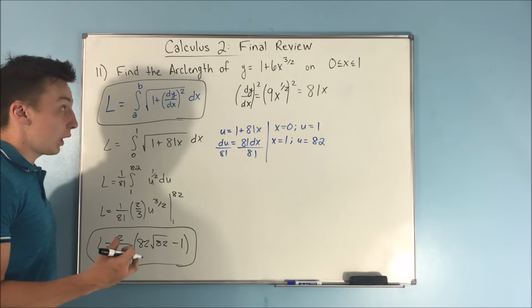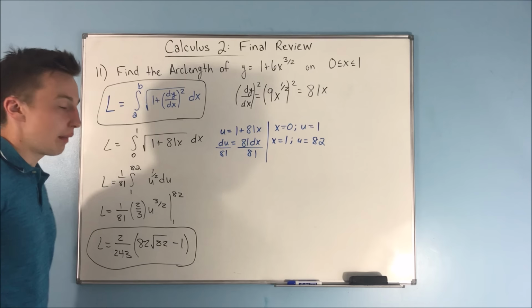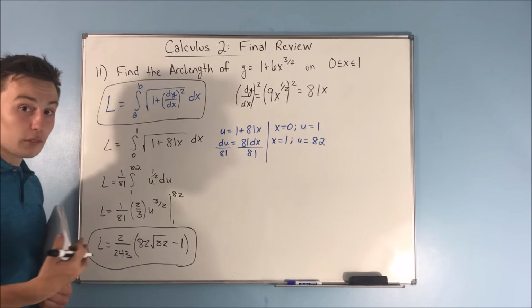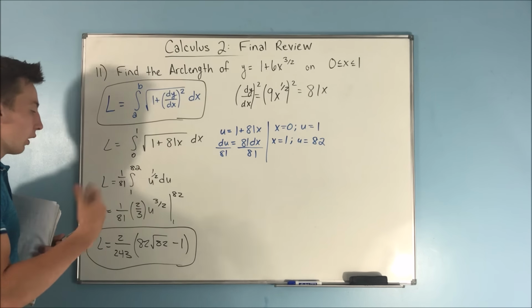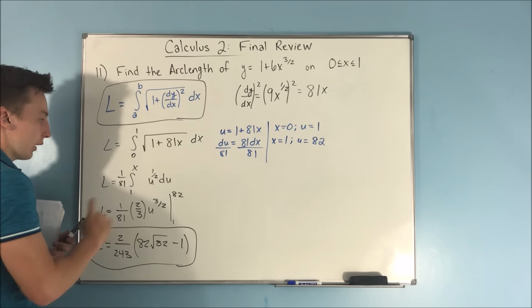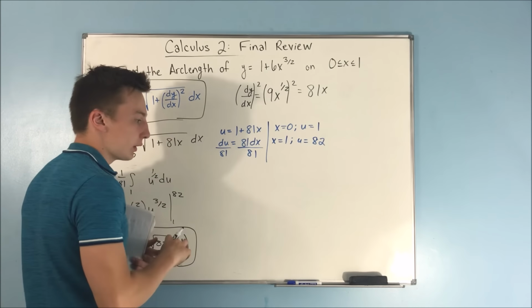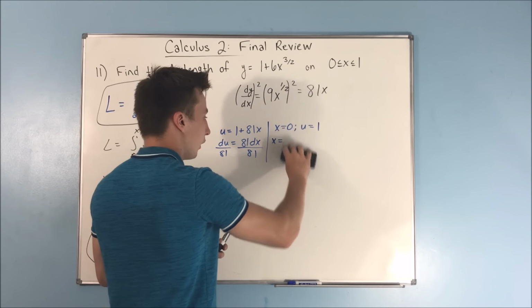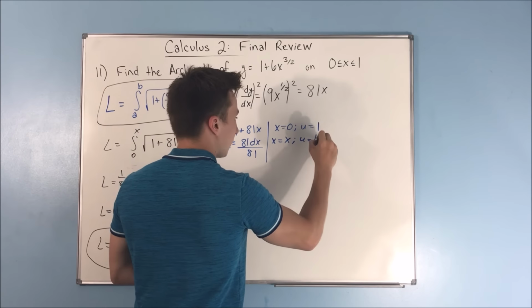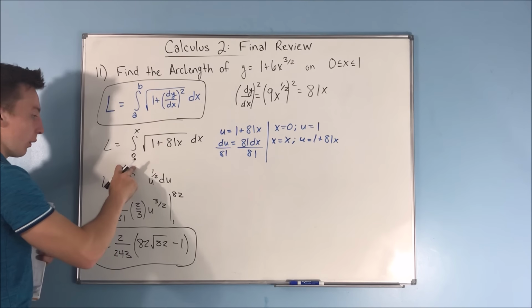Now, what if we wanted to figure out the arc length function starting at this x equals 0? Well, if we wanted to find the arc length function, then all we do is we don't have a number in our top bound anymore. Our top bound will become an x, and that will change when we do our u substitution. So instead of an 82, we'll be starting out with x equal to x, and that means u will equal 1 plus 81x. And that will be what we substitute in as our bound right here.